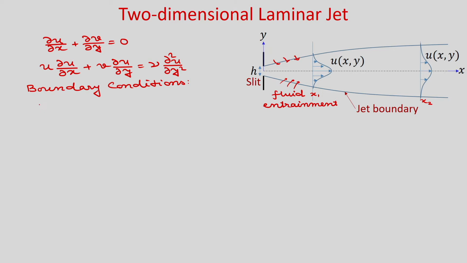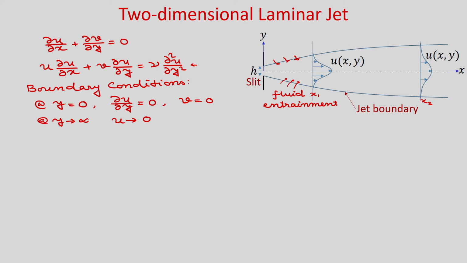we have at y is equal to 0, we will have maximum velocity, that means it is symmetric line. So, we can have ∂u/∂y is equal to 0, as well as velocity v is 0, and as y tends to infinity, that means far away, you can see that velocity will be tending to 0. Okay. So, u velocity will be tending to 0.